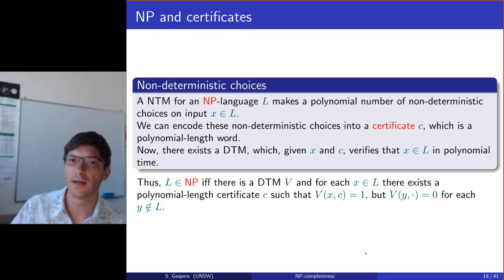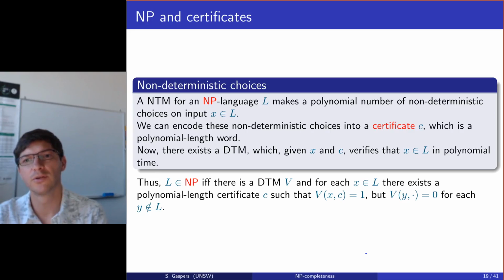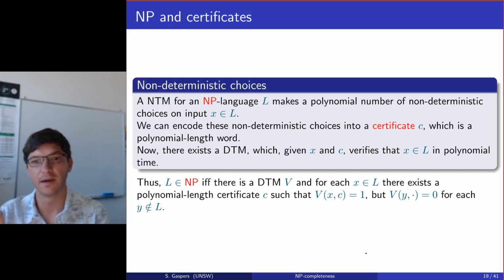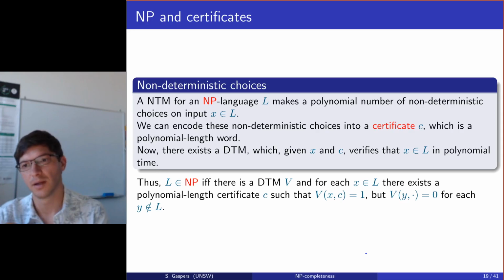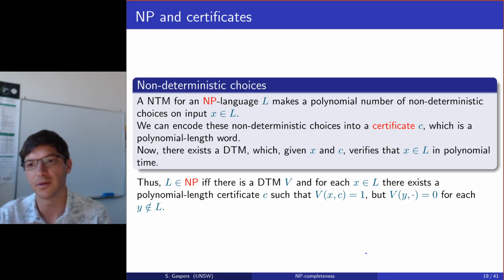Okay, so an encoding of these non-deterministic choices gives us a kind of certificate. So if we know these non-deterministic choices, we can now simulate the deterministic Turing machine, and given the input and the certificate, we can verify that yes, this input word x is in the language. Basically, if we know this certificate, we can do everything in polynomial time, but of course, we might not know this certificate.